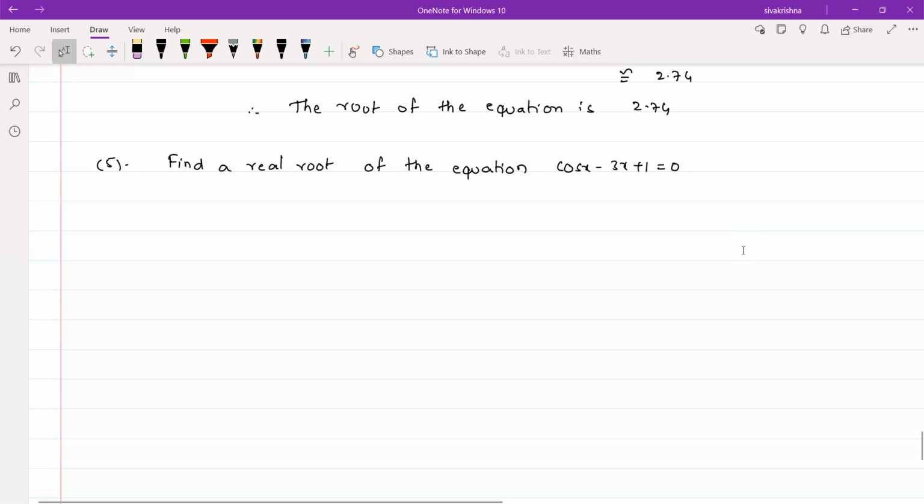I think maybe 6 to 7 approximations are required to solve this problem. Okay, thank you.